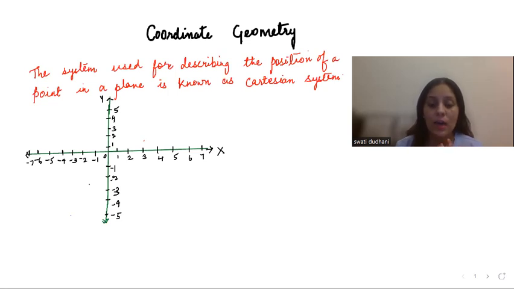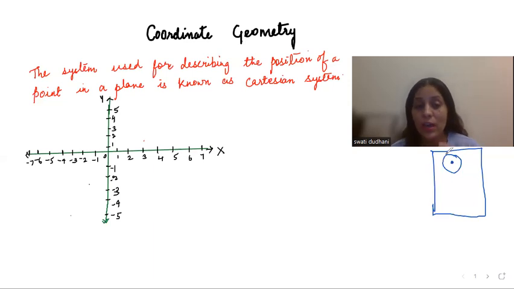The first thing, how do we define a point in a plane? Let's say I have a point here on a plane. How do we define this? So you have coordinate geometry for this. Coordinate geometry helps you identify the position of any point anywhere in the plane. The system used for describing the position of a point in a plane is known as the Cartesian system. Using this Cartesian system, you can find the position of the point on the plane.